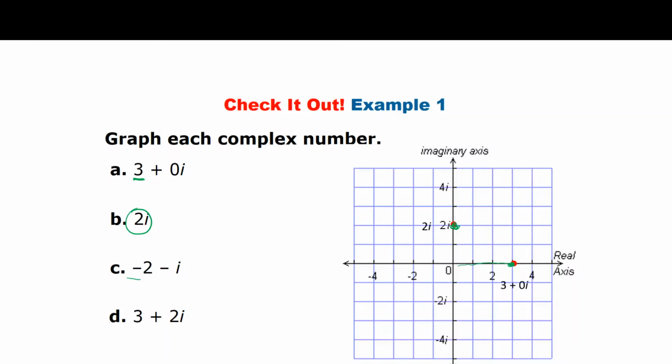The next one says on the real axis we're going to go negative 2, 1, 2, and then down 1 in the i. So our i is going to be just 1 down here. And there it is. And then finally, we're going to go over 3 and up 2, over 3, up 2. And there's our third point here. And that's all there is to it. Not too difficult. And I'm really not even going to ask you that on a test. Just wanted you to kind of be aware that there is actually an imaginary graph that you can plot these numbers in.